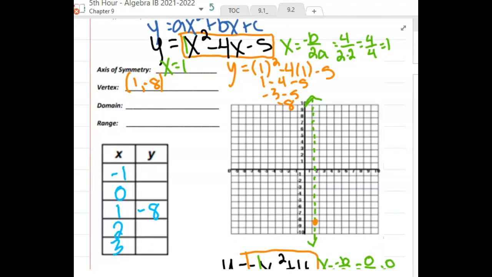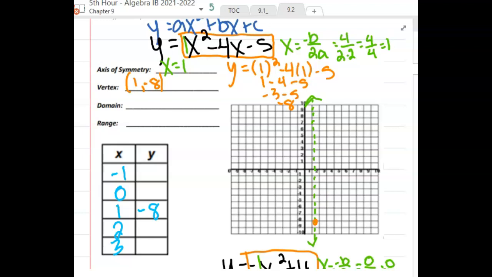A is positive, so I can tell you right now that this graph is going to go through that vertex and it's going to open up. I already know that, but if I want to know specifically what it's going to look like, I need more points to plot. But remember, parabolas are symmetrical.